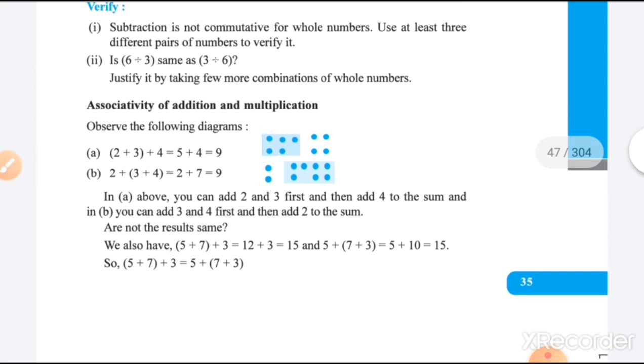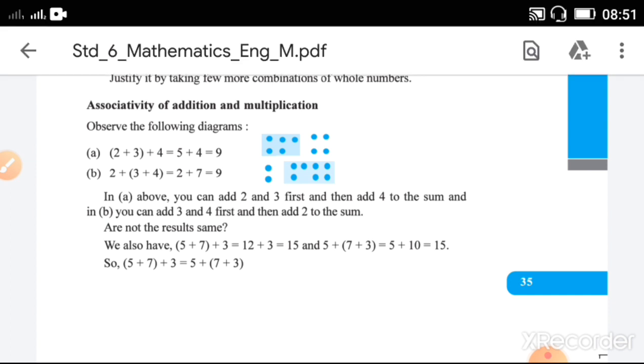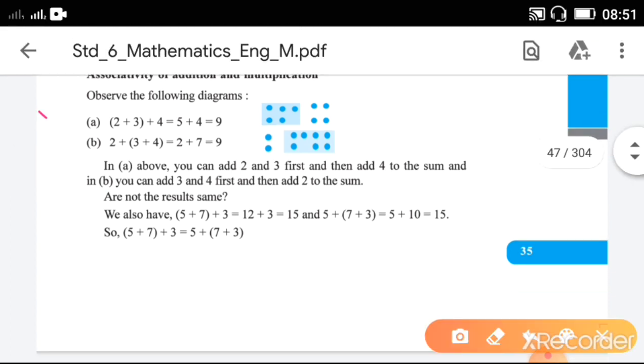Next, associativity of addition and multiplication. Here first one, A. 2 plus 3 in a bracket, then plus 4 is equal to 5 plus 4 is equal to 9. Then B. 2 plus, in a bracket, 3 plus 4 is equal to 2 plus 7 is equal to 9.